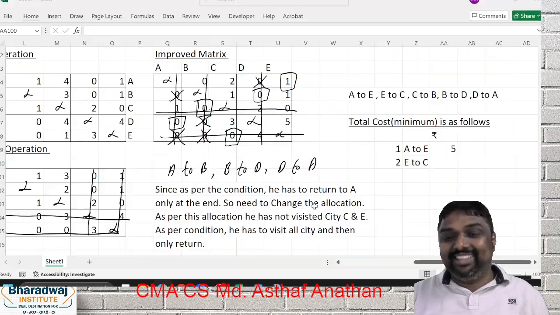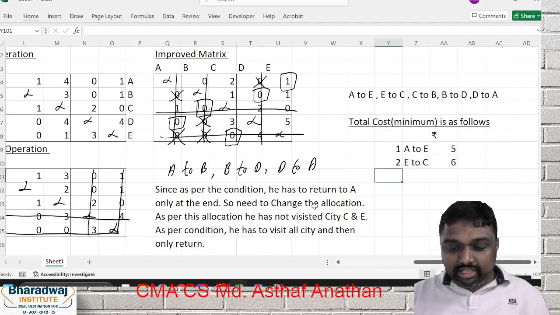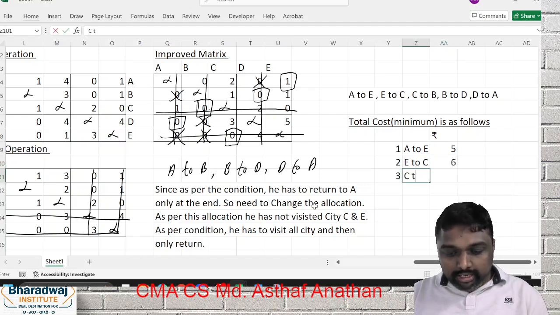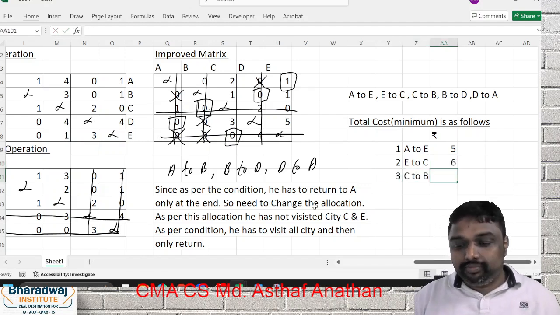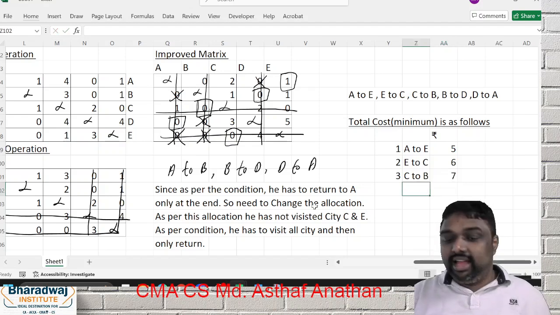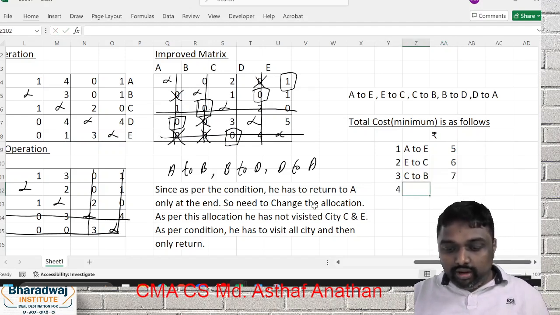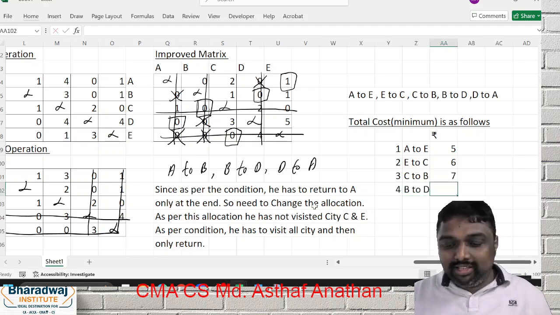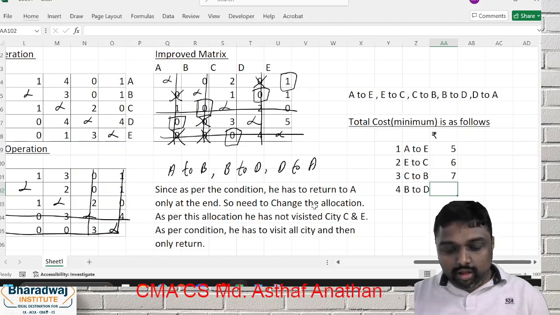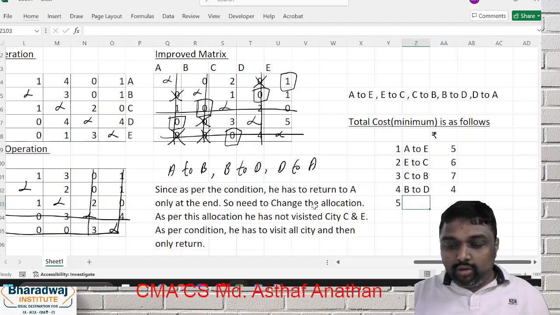Answer is 6, correct. Next you have to go for C to B. What is the answer? 7 is the answer. Next you are going for B to D. What is the answer? 4. Finally, you are going for what? D to A. What is the cost?